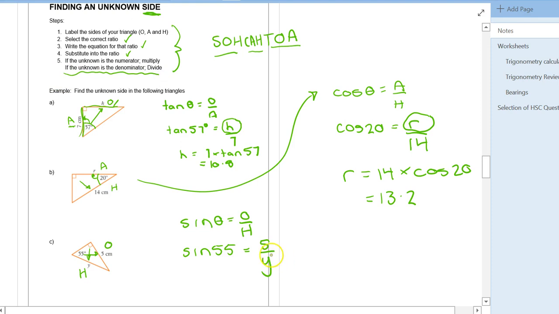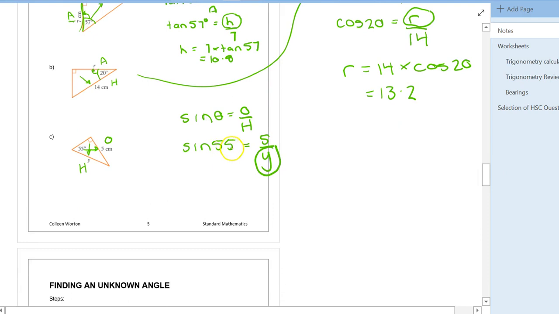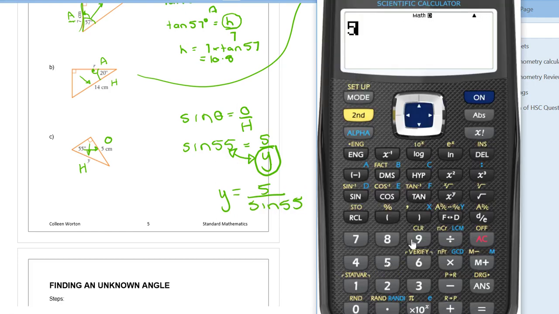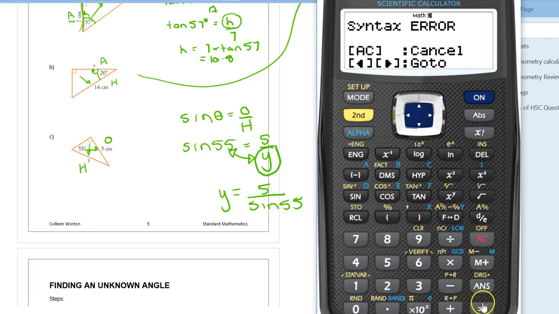If the unknown's the denominator, divide. Now I don't remember that, I remember the switcheroo because it's a silly name, so it helps me remember it. And I've got to switch those two. Y is 5 divided by sine 55. And we put that in our calculator, 5 divided by sine 55.